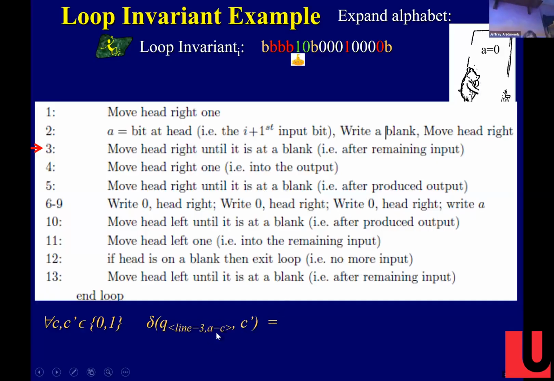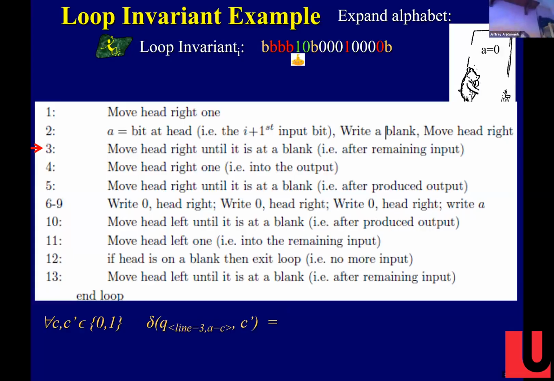Now I have 2 different C's. Why do I have 2 different C's? One C is the value that I read before. It's the value that's stored on the tape, that I read in and I blanked over. So one C is the value that I read in and I wrote. And the other C, the C prime, is the new value that I'm reading.